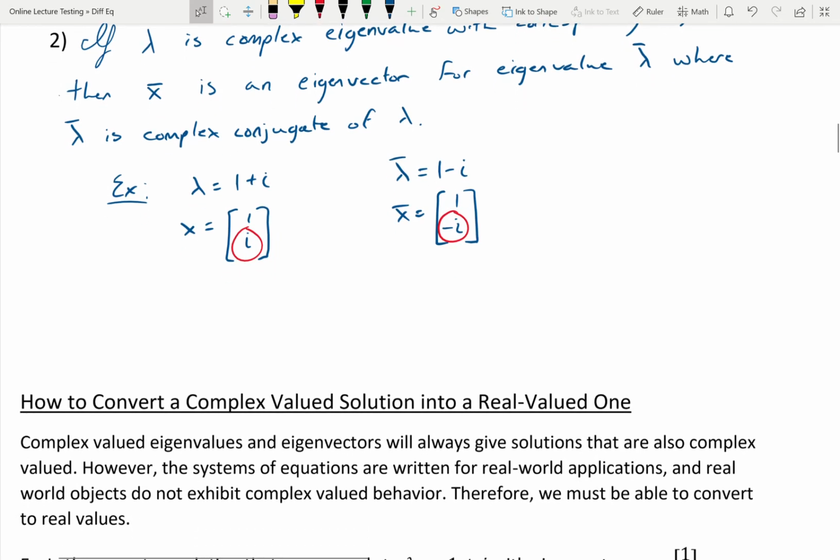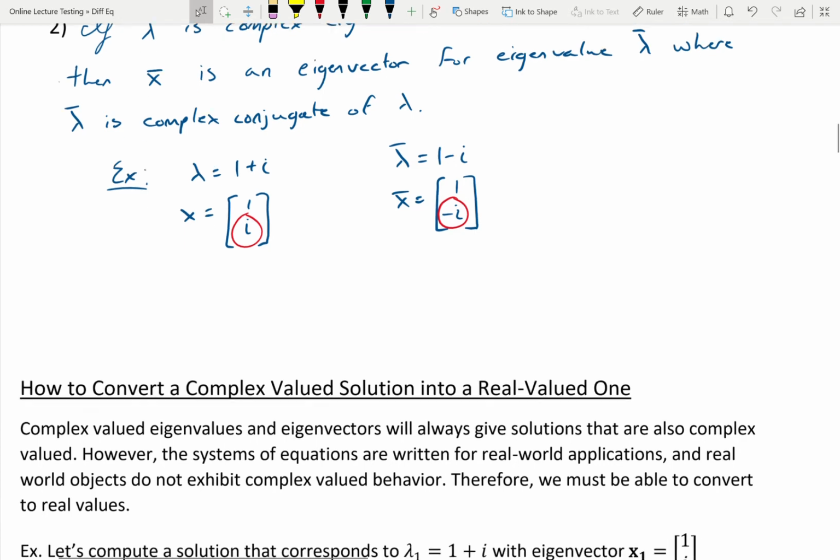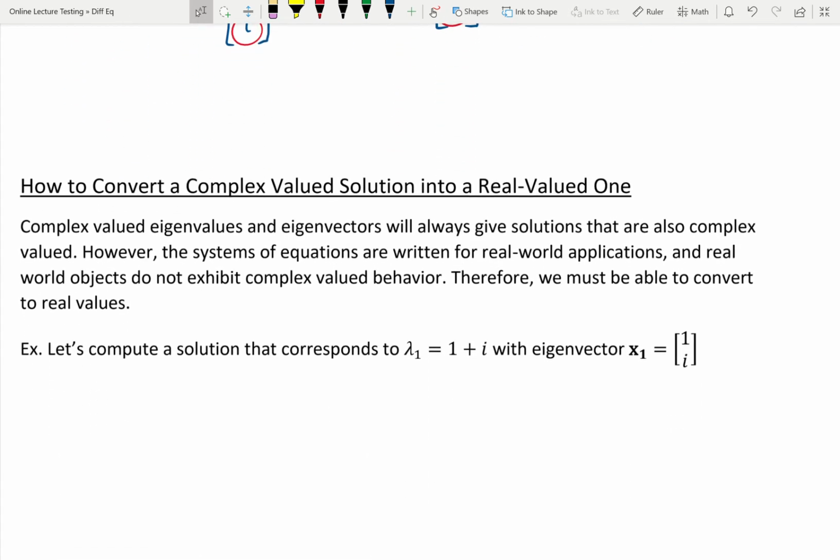All right. So the bad thing is if we have all these i's, there's an issue. All of our functions that we're building here, especially if we're dealing with real world scenarios, there is an issue with this because we're dealing with real valued functions, not complex functions. So how to convert a complex valued solution into a real valued one? Well, like before in chapter 3, we saw how we could convert those functions where we get a complex value into real valued functions. And we're going to extend that idea into systems of linear equations.